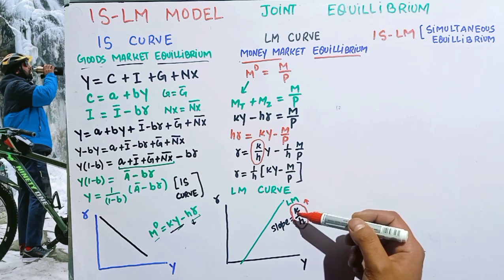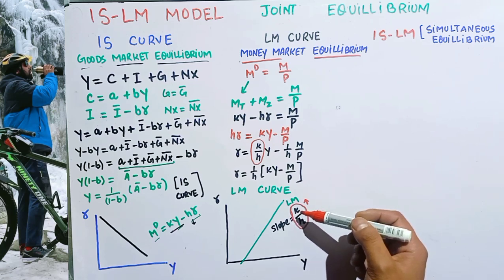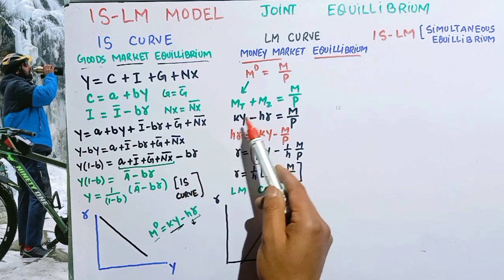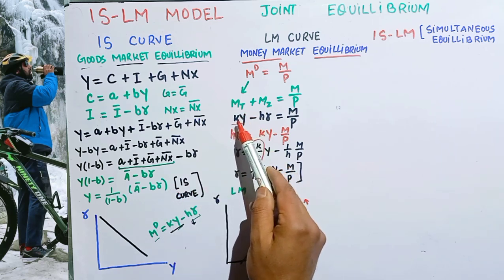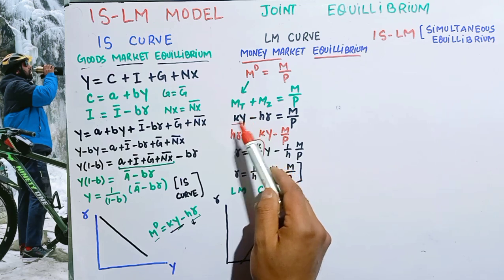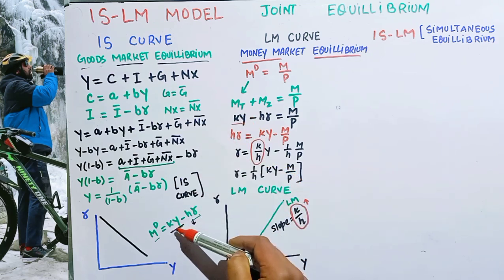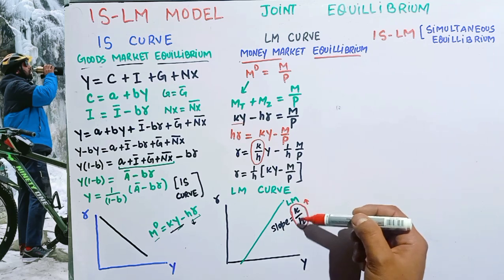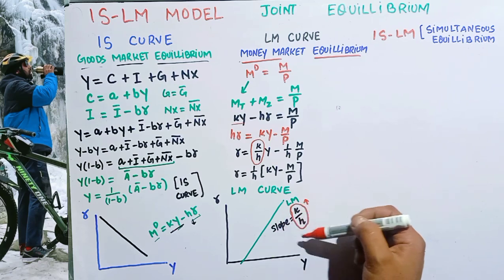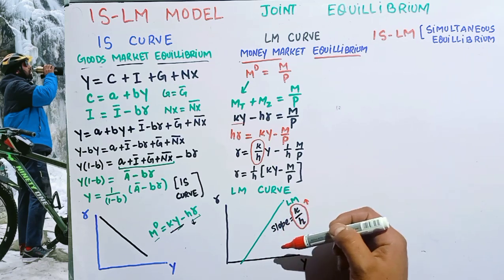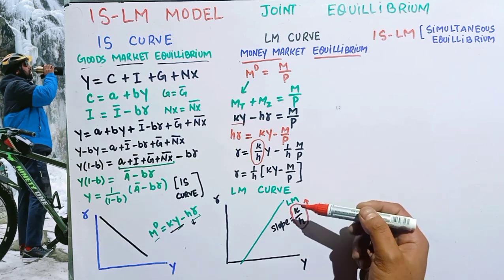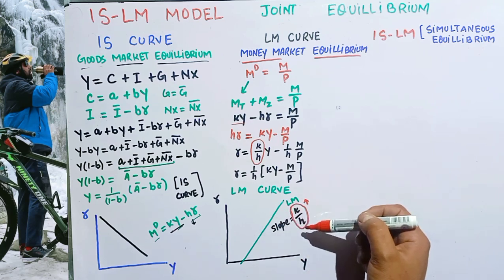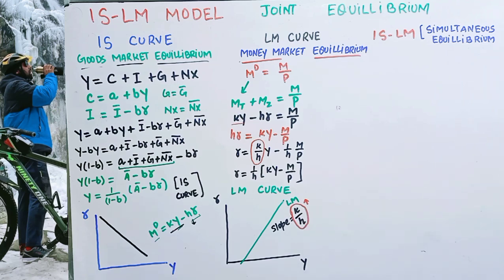Somewhere I have written here, this k is our income sensitiveness for demand for money. So k upon h determines the slope. If this term is small, then the slope will be flatter. If this whole term is bigger, then the slope will be steeper. So it depends upon k and h here. Now we need to derive the joint equilibrium here.